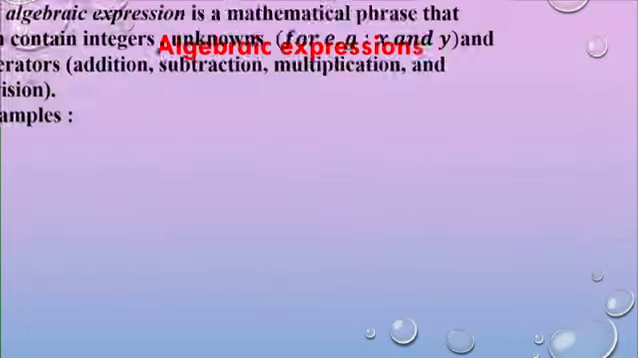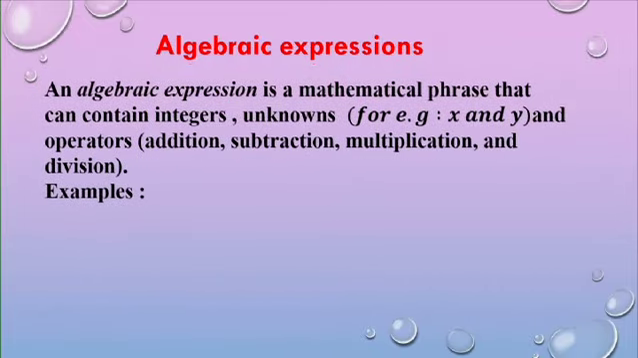So first of all, let's see what is the meaning of algebraic expressions. An algebraic expression is a mathematical phrase that can contain integers, unknowns, for example x and y, and operators, that is addition, subtraction, multiplication, and division. Let's look at some examples.